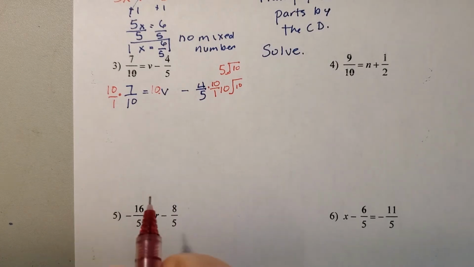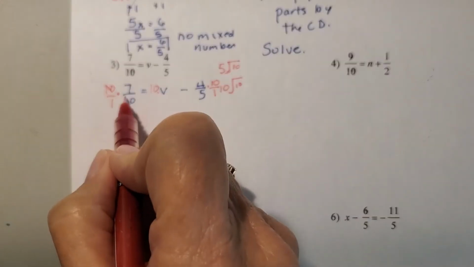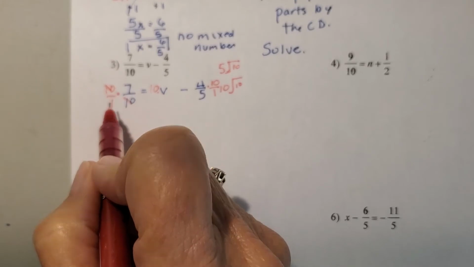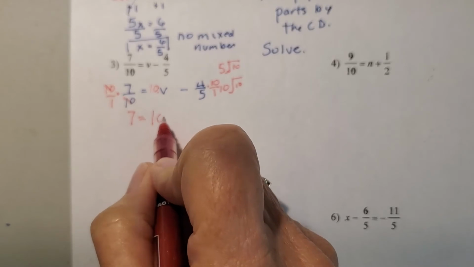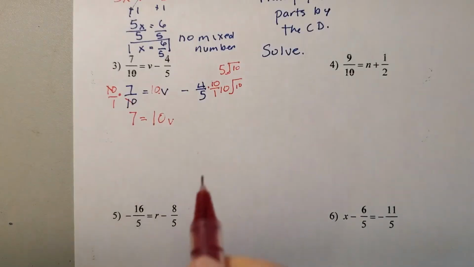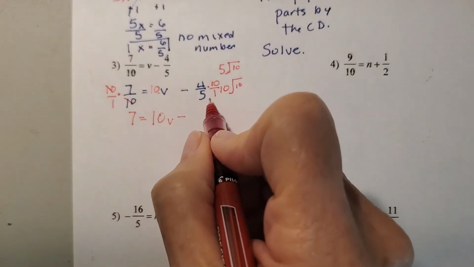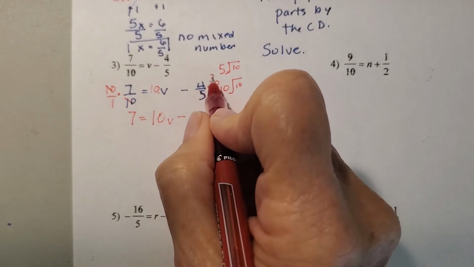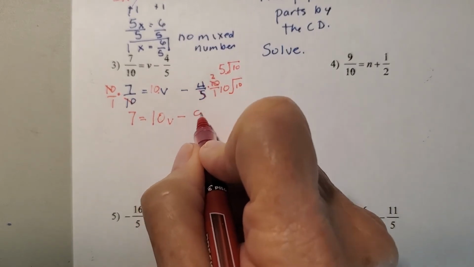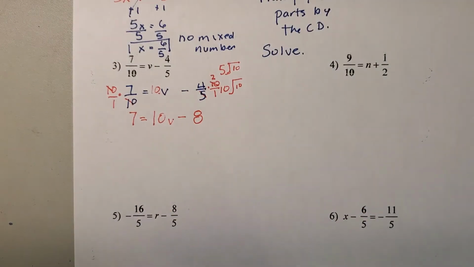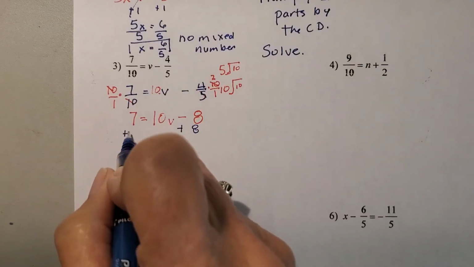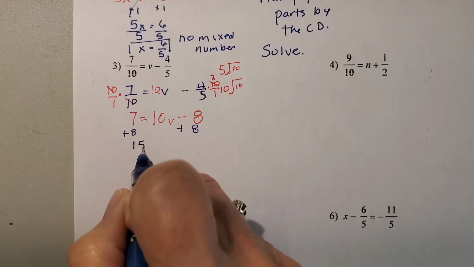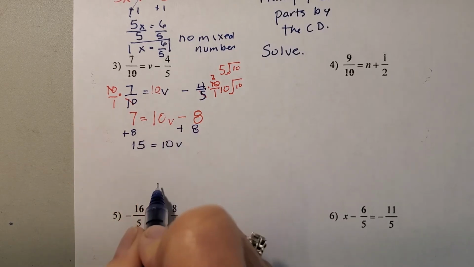As we go through this, the 10's cancel, and we have 7 over 1, which is just 7. We have 10 times v, which is just 10v, minus, 5 goes into 10 2 times, 4 times 2 is 8. And now we have this equation to solve. We want to get 10v by itself. We would add 8 to both sides. So we have 15 equals 10v.